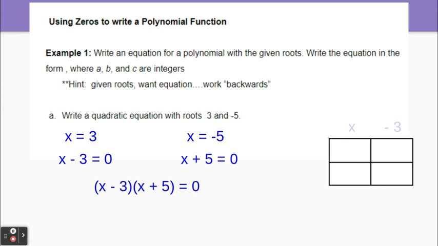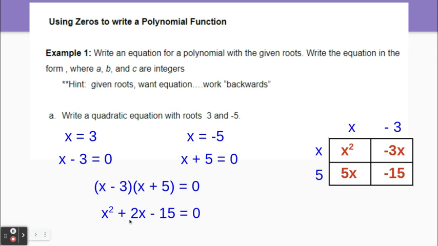This is a 2 by 2, so I draw my 2 by 2, and we have an x and a -3 and an x and a positive 5, and then multiply carefully. X times x, x times -3, 5 times x, and 5 times -3. And then you want to add like terms. I can see 5x and a -3x are like terms, so you can add those together, and you get a positive 2x. So our polynomial is going to be x squared plus 2x minus 15 equals 0.